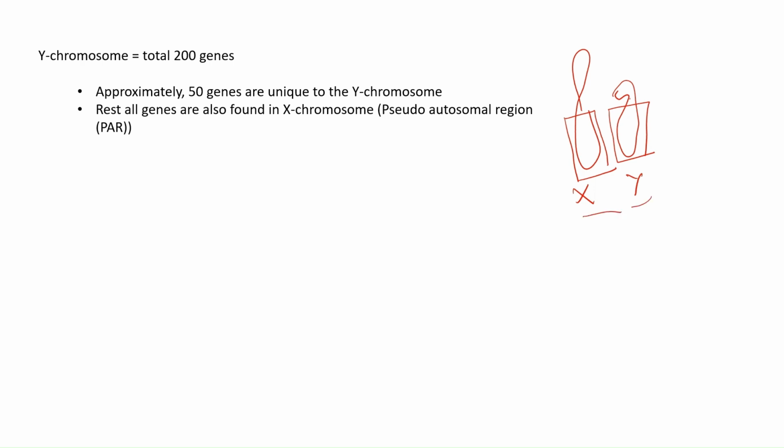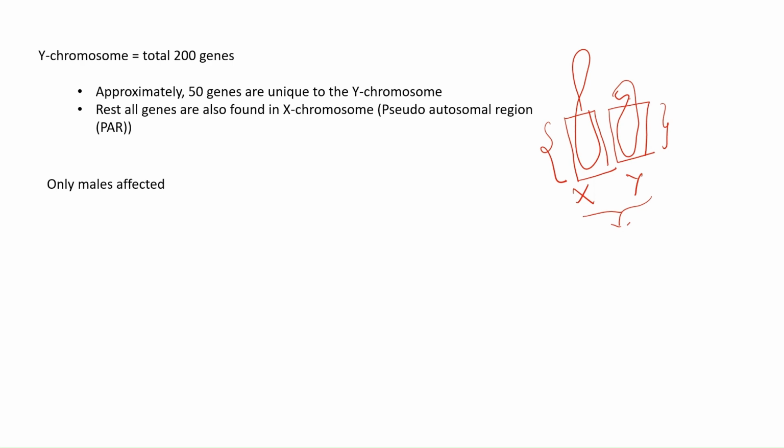X and Y are not autosomes. They are sex chromosomes, but this section of X and Y behaves as a pseudo-autosomal region because the genes present on this section of the Y chromosome are also found on its homologous X chromosome.